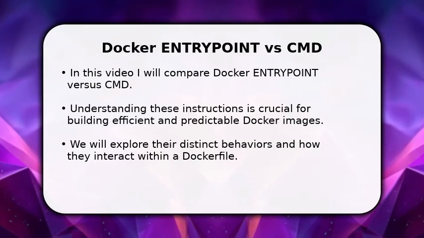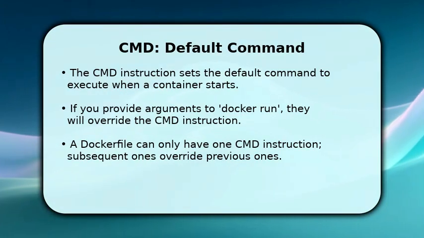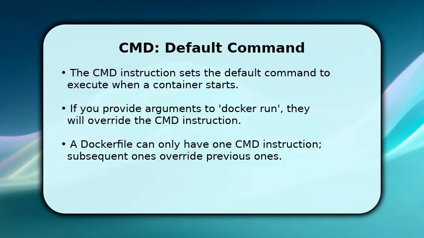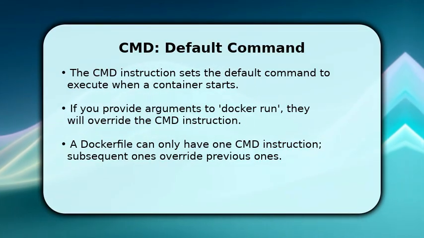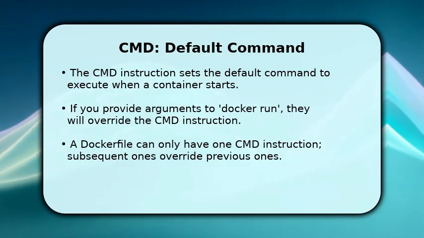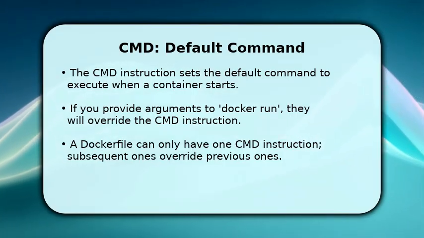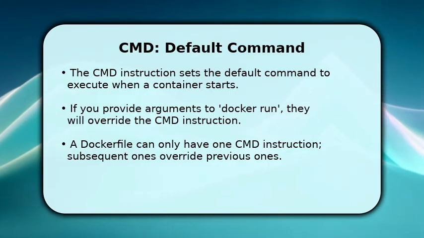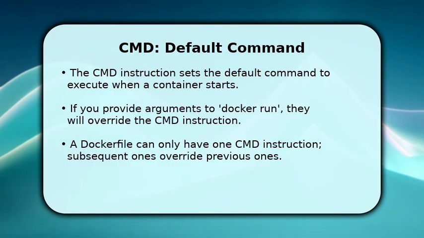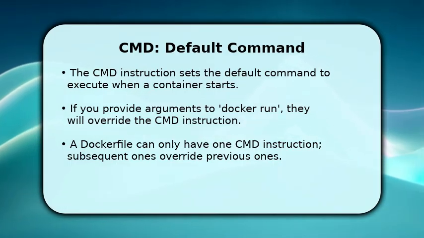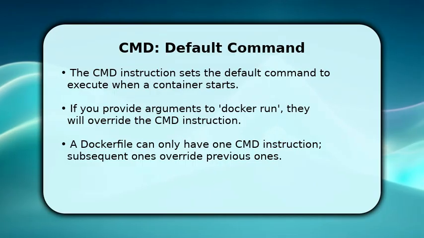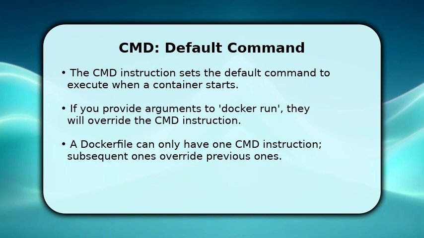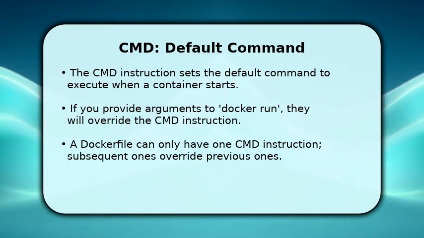Let's get started. The CMD instruction is primarily used to provide a default command or arguments for an executing container. Think of it as the default action your container will take if you don't specify anything else. Crucially, if you pass arguments directly to the Docker run command, those arguments will completely override the CMD instruction. A Dockerfile can only contain one CMD. If you list multiple, only the last one will be effective. It's perfect for setting a default command that users can easily change.